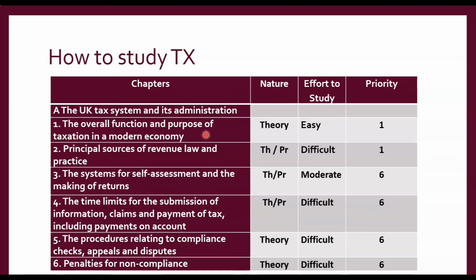Whether you are following Kaplan or BPP, on the first page of each chapter they will mention the contents of the chapter. So the priority is going to be these two areas. The first one is easy and the second one is difficult. It's theory and problem area, but it has to be given first priority and you have to study it. Thereafter the other things are given sixth priority, so you can leave these for now and move on to the next one.